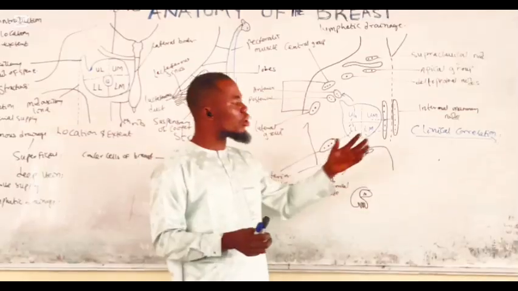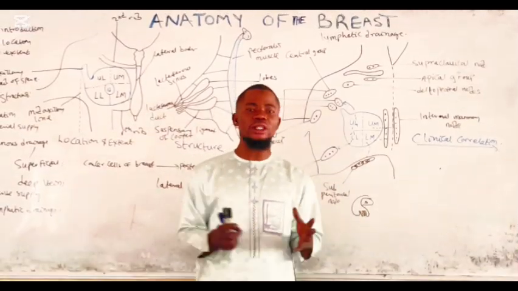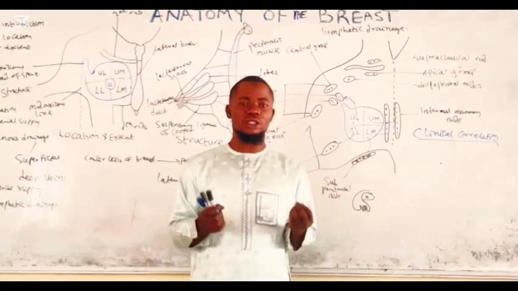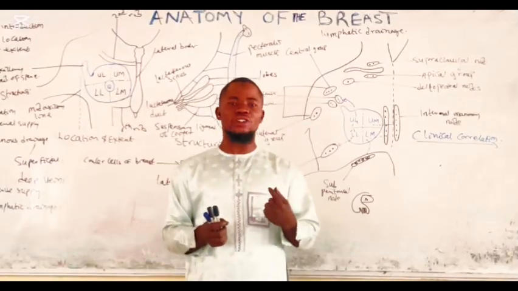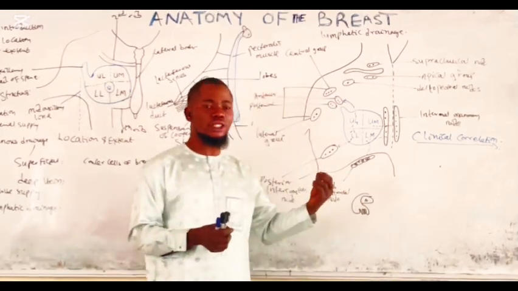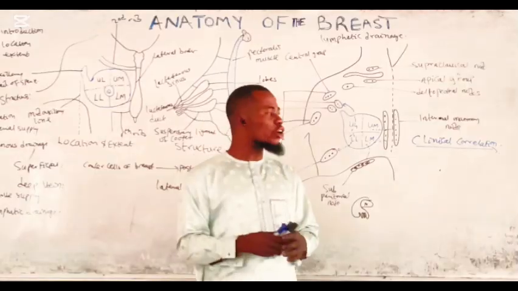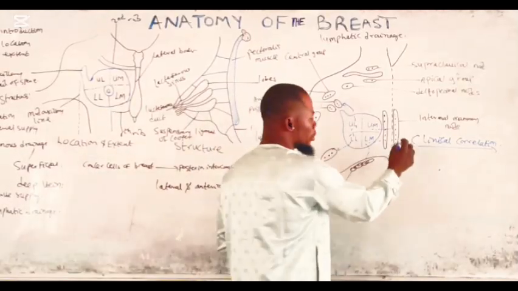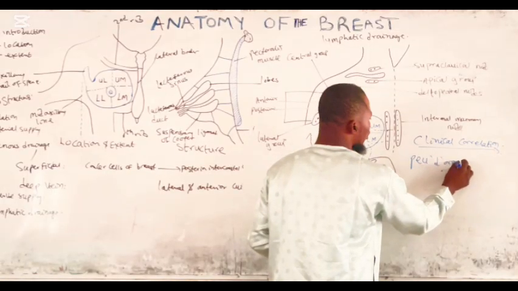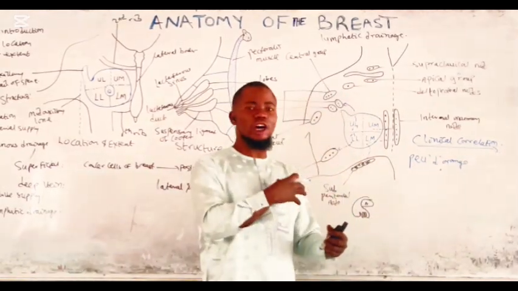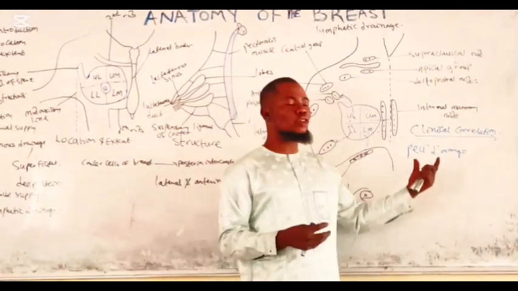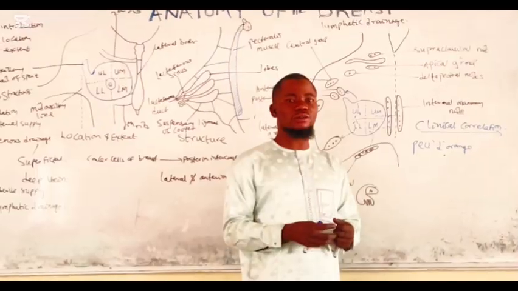The clinical features of breast cancer include: 1, there will be presence of a hard and painless lump. 2, there will be a retraction of the nipple. The retraction of the nipple arises due to the infiltration of the lactiferous duct. There is also what they call peau d'orange appearance. This is when the skin of the breast appears like the skin of an orange, and it occurs due to the obstruction of superficial lymphatics.